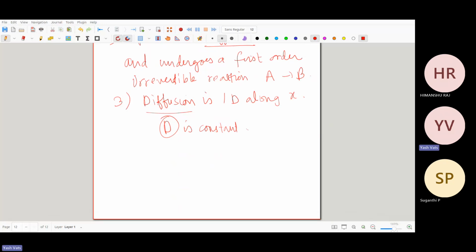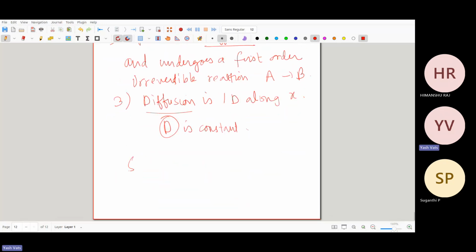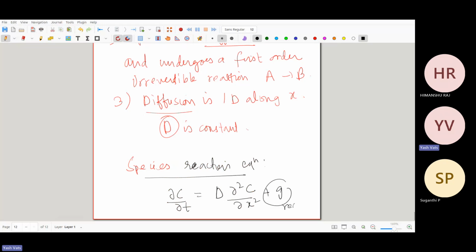Okay, so by looking at the information, it's very clear that this is just the species reaction equation. I just use the reaction equation, but here there are only two parts. So del C over del T is just D times del 2C by del X squared minus the reaction term. So that is the reaction term over there. Okay, diffusivity. So you can just write it like that.